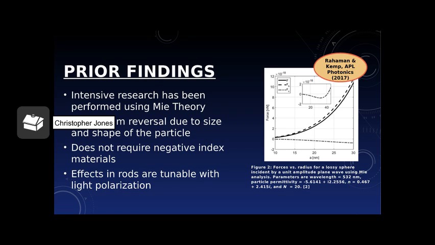Using Mie scattering and force calculations, the momentum reversal was determined to be due to a nanoparticle's size and shape. It is important to note that Mie theory offers an exact solution for spherical scattering and has been used to validate approximate methods throughout the duration of this research. Further research utilizing Mie theory revealed that negative index materials were not required and the effects in rods could be tunable through light polarization. Figure 2 to the right has been used in my research to verify various methods of lossy analysis for Rayleigh theory.